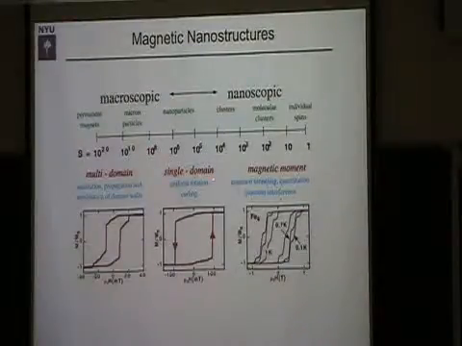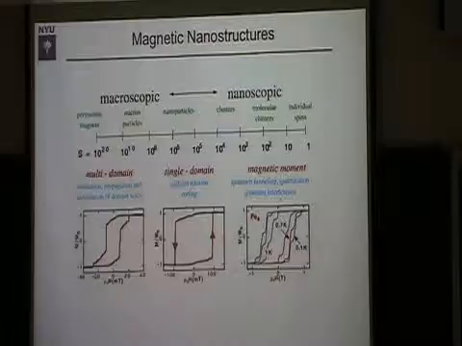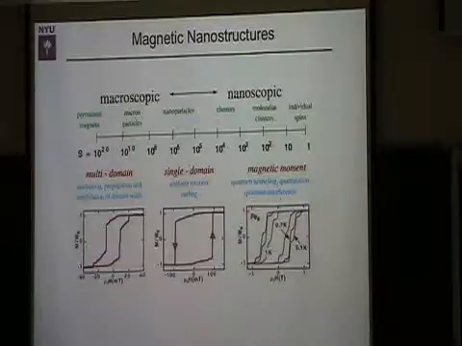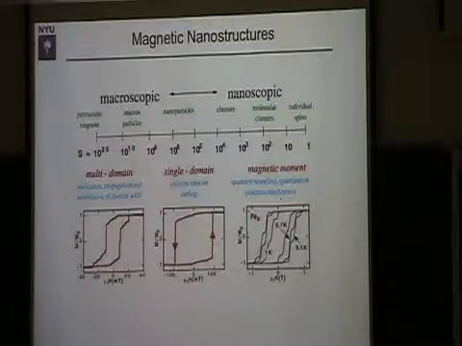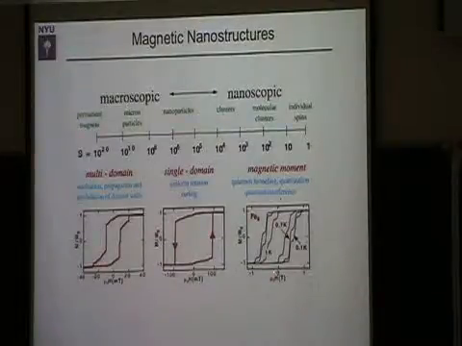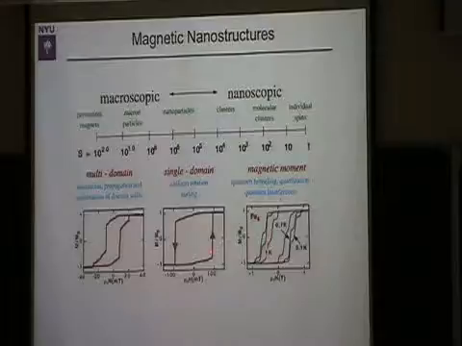If you go down to the scale of the exchange length of the material, you get into this single domain limit, where you have sharp jumps in the magnetization, which correspond to the switching of the magnetization direction. And when you get down to the very, very small scale, which I'll tell you about in the third lecture, you get into a regime where the finite spin makes a difference. You no longer have a continuum of possible projections of the magnetization. You have a finite number, and that shows up in the hysteresis loop as steps in the magnetization at particular magnetic fields. That's evidence for quantum tunneling, which I'll talk about.